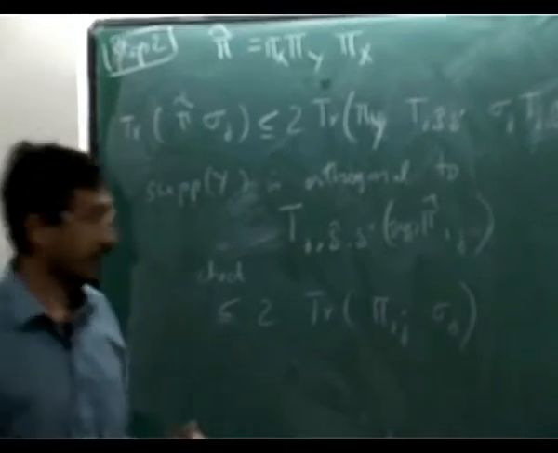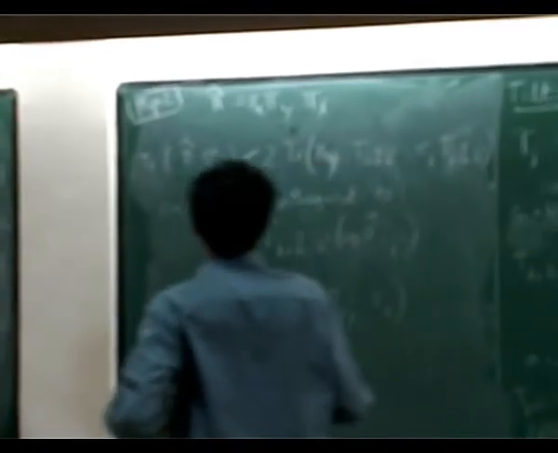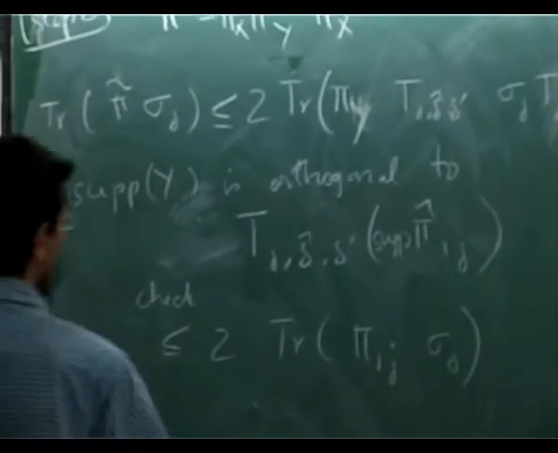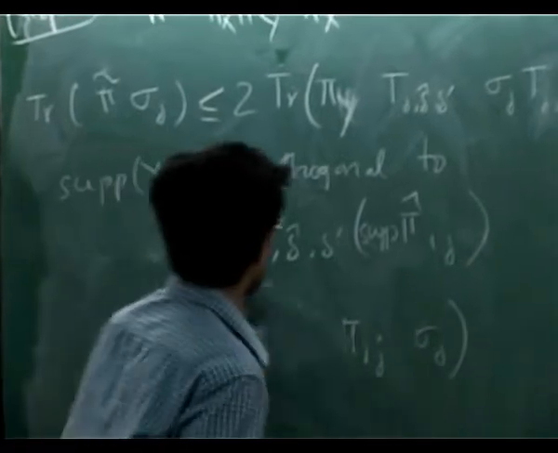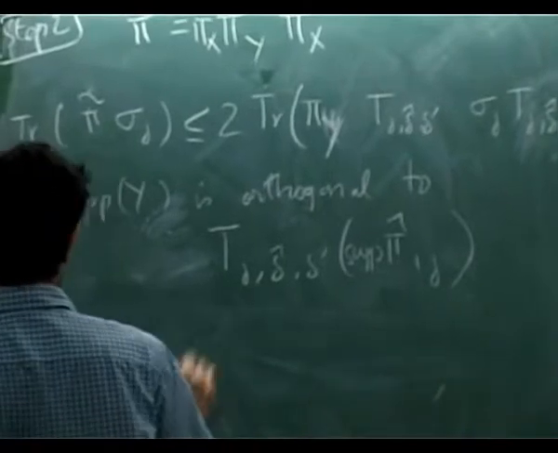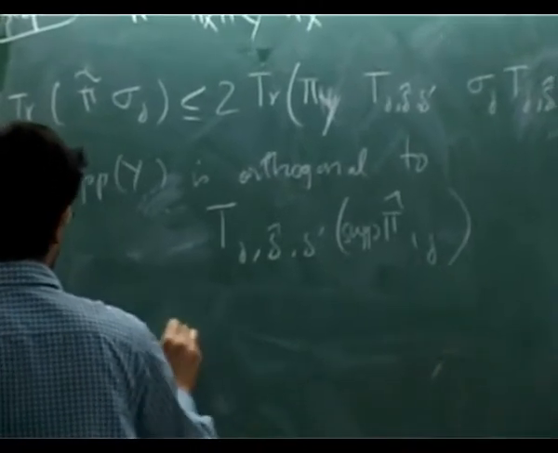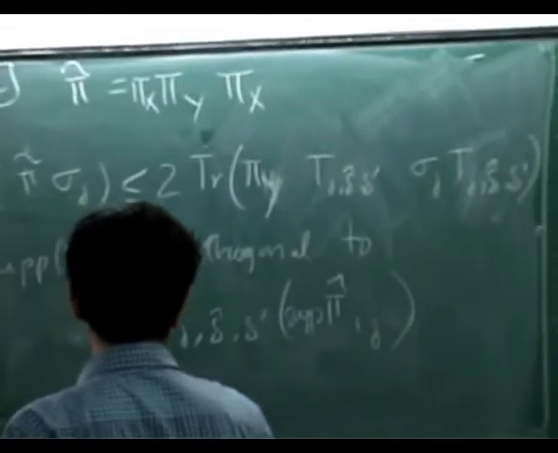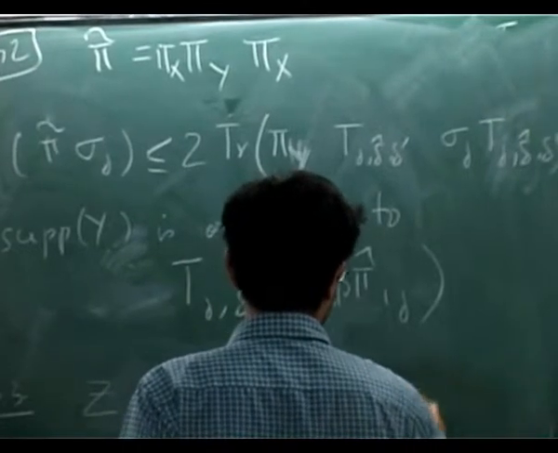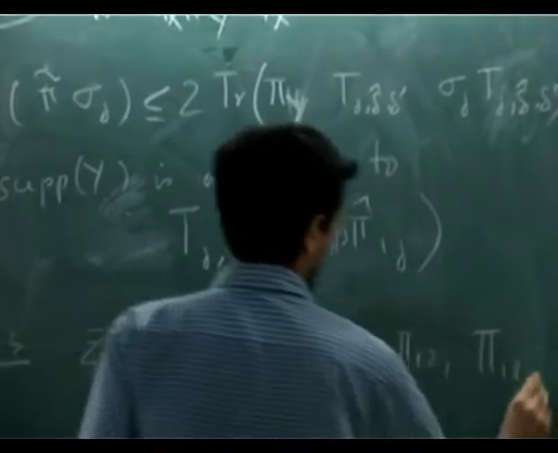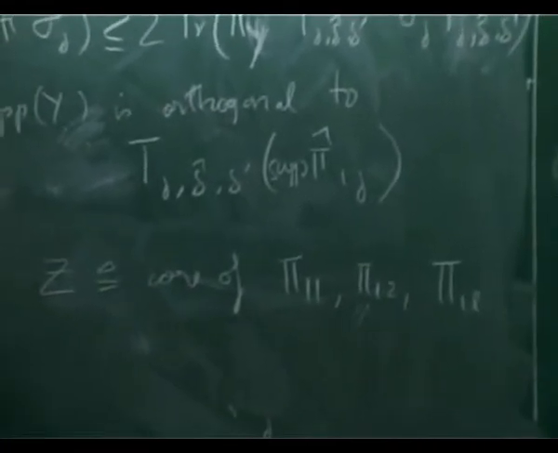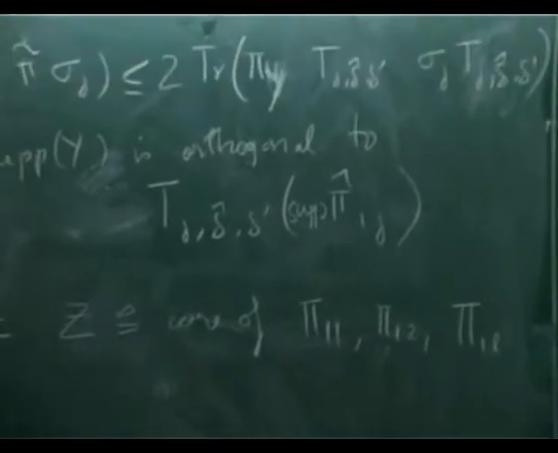Okay. Well, there's actually one more step I have to do. So this is a remark. Step three is the final thing. Step three is: Z is defined to be the core of pi 1 1, pi 1 2, ..., pi 1 L. Okay. So can I take five more minutes? Let's finish this.